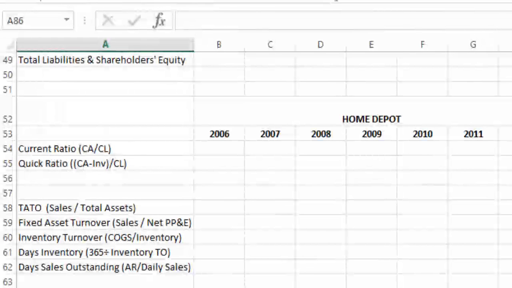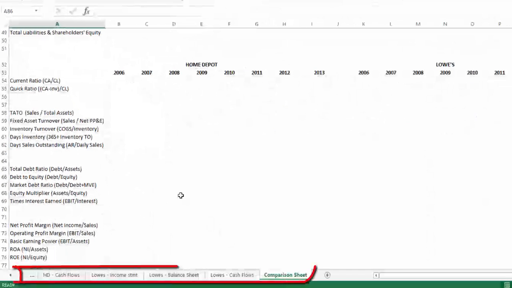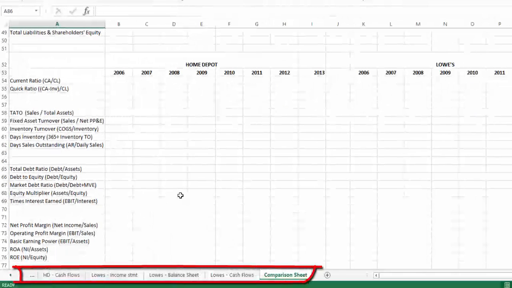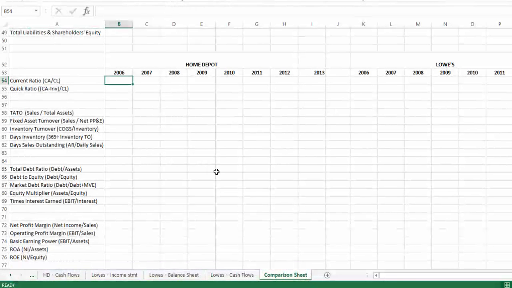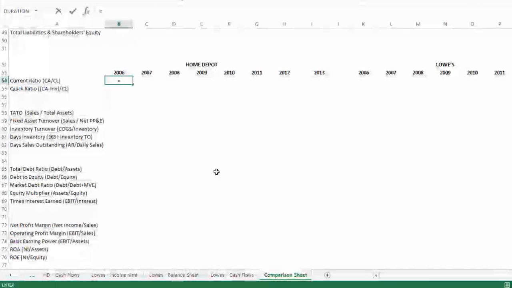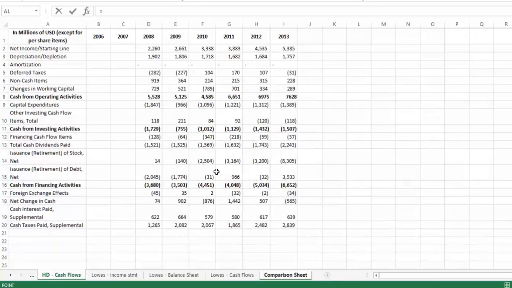Actually, I'm going to do it for Home Depot, and I'll let you do it for Lowe's. So there's 8 other tabs in this spreadsheet that has information on Lowe's and Home Depot. So we're going to do Home Depot. We're going to calculate the current ratio in 2006. So again, it's defined as the current assets over current liabilities. Both of those numbers are found in the balance sheet. So I'm going to put a little formula here, equals, and then I'm going to go to the Home Depot balance sheet, and that shows up down here at the bottom.